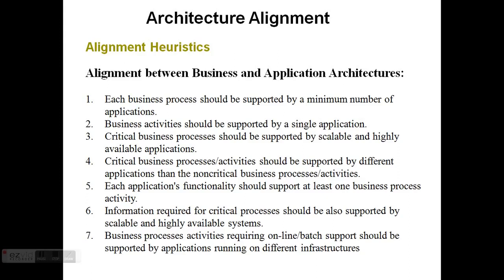Number five, each application's functionality should support at least one business process activity. Otherwise, it plays no role in supporting the business. And number six says that information required for a critical process should also be supported by scalable and highly available systems.